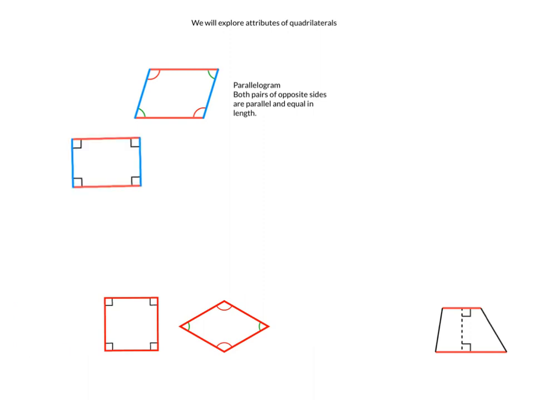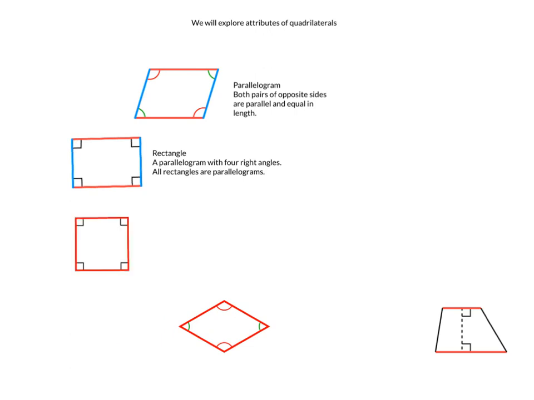Next, we have a rectangle. A rectangle is a parallelogram with four right angles. All rectangles are parallelograms. They're just special parallelograms because they have four right angles. And a right angle, as you know, is a 90-degree angle, like the corner of your paper.